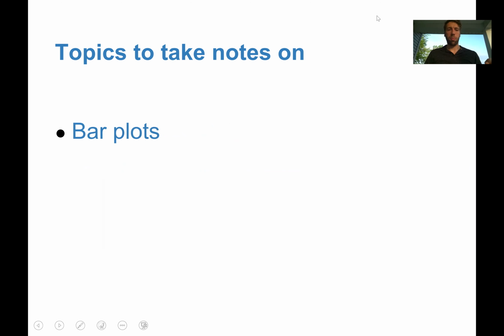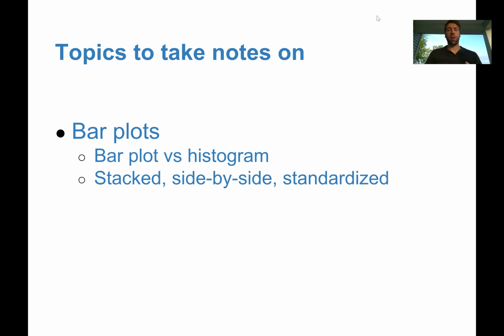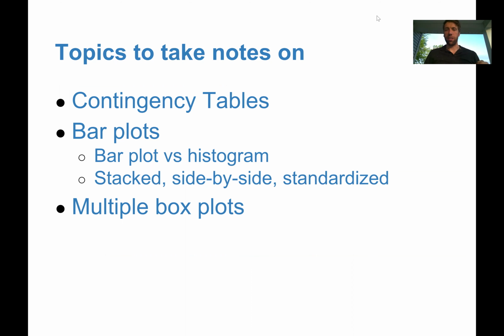Topics to take note of today: we're talking about bar plots and the difference between a bar plot and a histogram. We're also going to talk about how you can have them stacked, side by side, or standardized. And we're also going to talk about multiple box plots, which are different from bar plots, and also contingency tables.